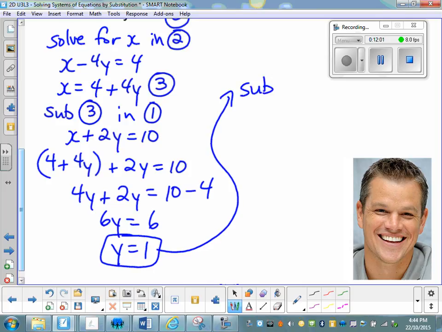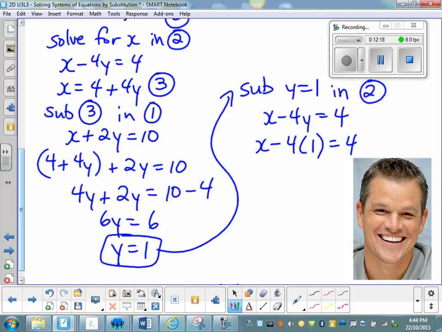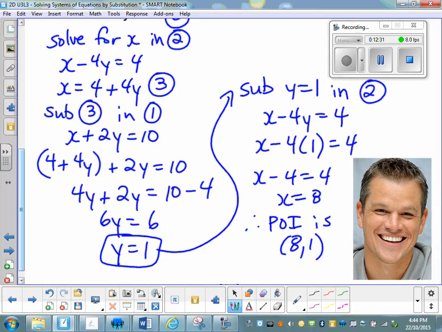Then I'm going to sub y equals 1 into one of the equations up above. I'm going to choose equation 2. So equation 2 is x minus 4y equals 4. The 1 goes in where the y is. And in the end, I end up with x equals 8. So therefore, my point of intersection is 8, 1.